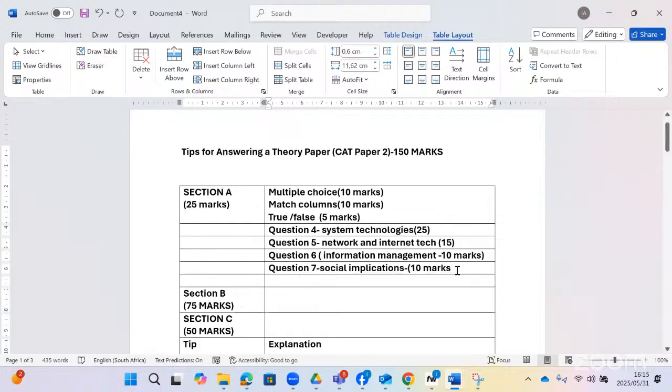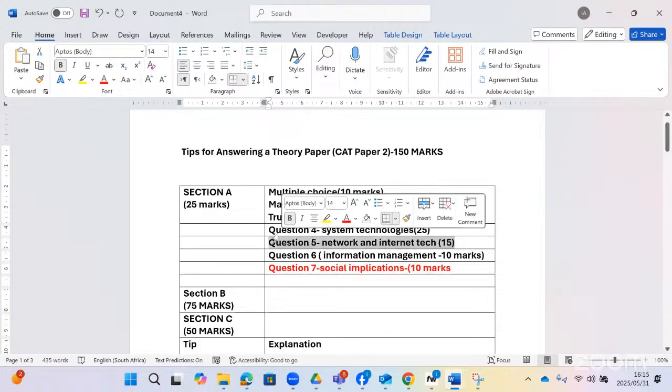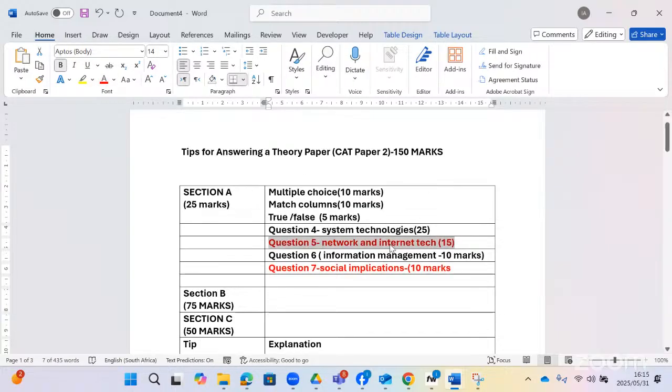So in most cases, the social implications together with the network constitute 25 marks. And then also the system technologies, 25. So I'm giving it 50. Then question 6, information management, together with question 8, which is solution development, constitute 15 marks.